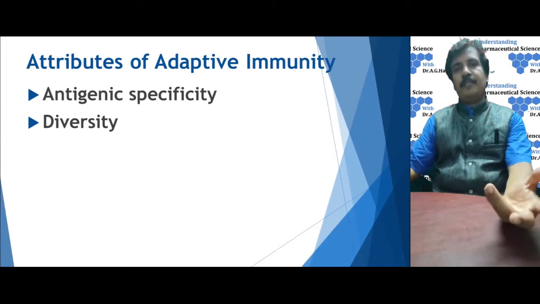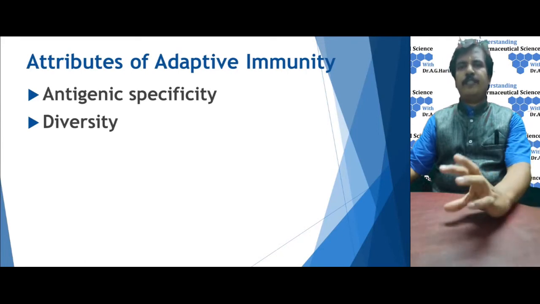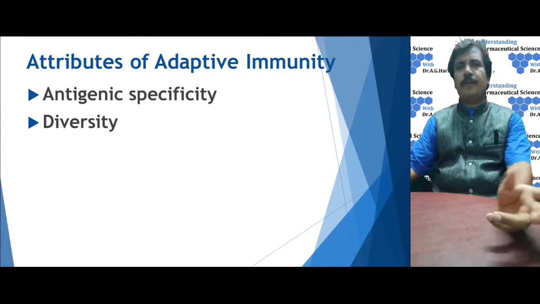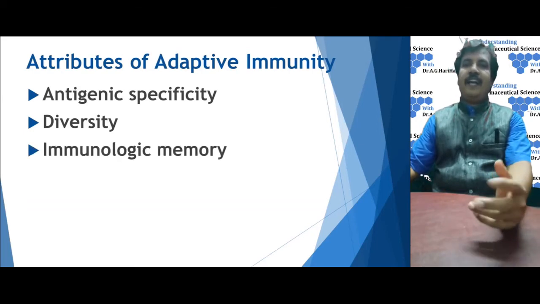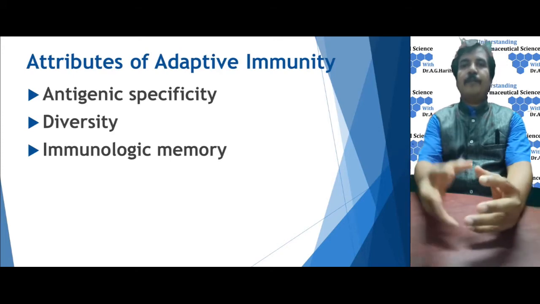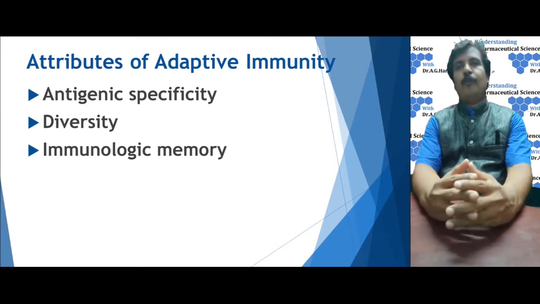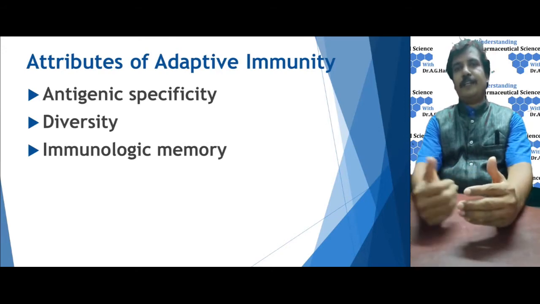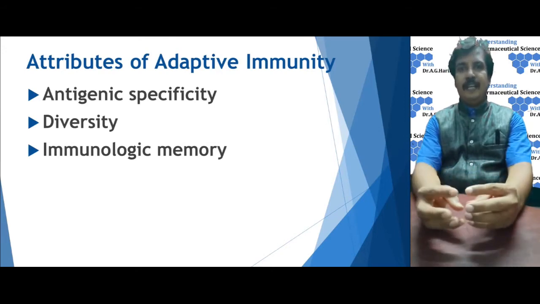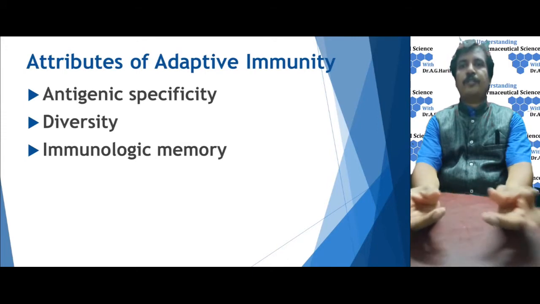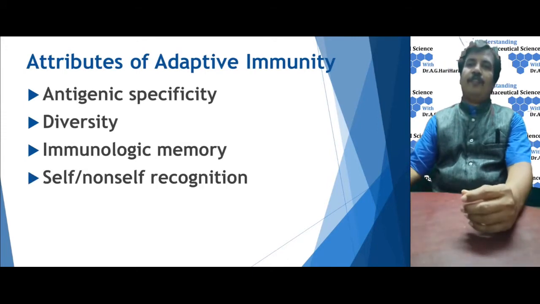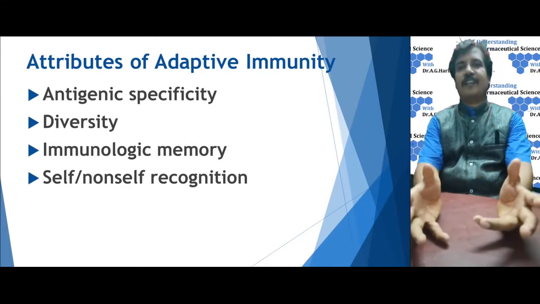it can produce antibodies similarly in large numbers. It produces a diversity of antibody molecules, and it can produce a diversity of cells which help in this adaptive immunity. Third is memory, because the memory cells produced during this adaptive immune response help the host: once the same antigen is encountered for the second time, it gets eliminated from the body in a short time. And fourth and final is the maturation process, that is, self and non-self recognition.